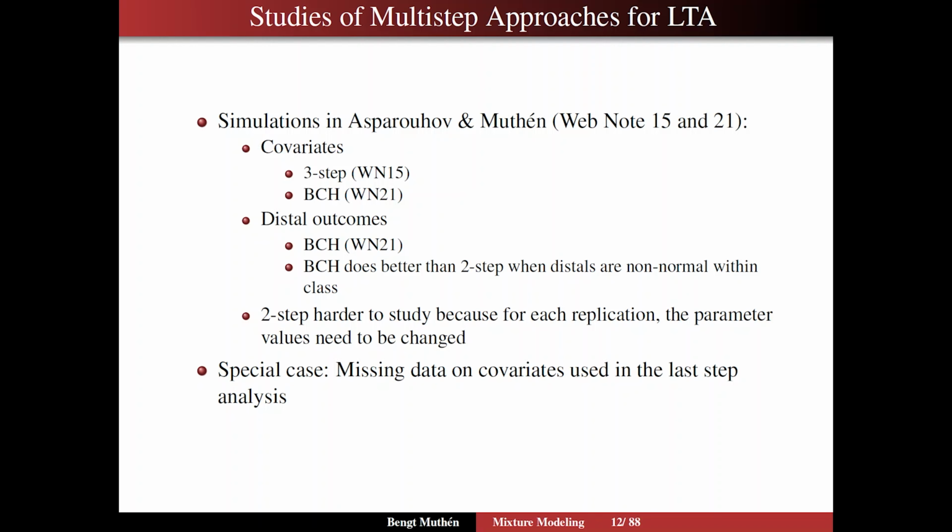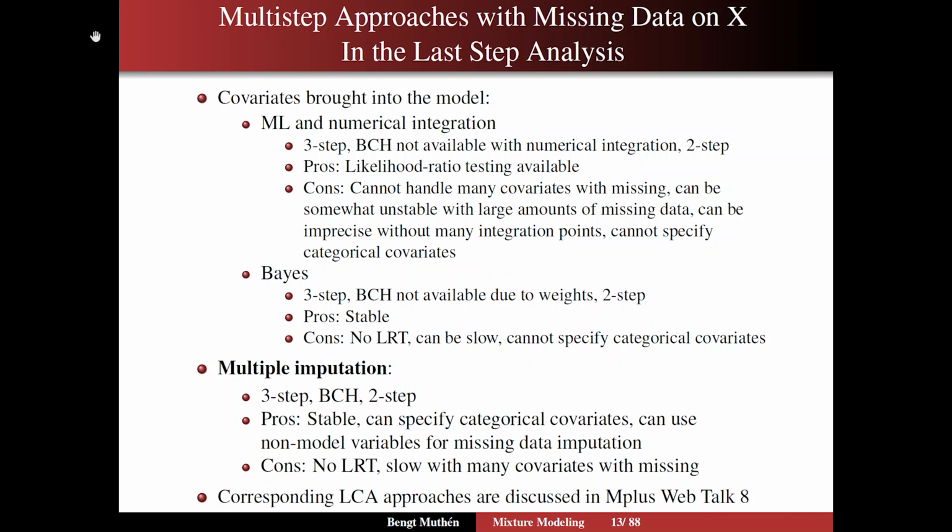But there's so much more that could be studied here for multi-step LTA. And note, if you're interested in that, 2-step is harder to study, as it says here, because logistically, for each replication, the parameter values need to be changed. Now we're going to take a look at the special case of this, where you have missing data on the covariates used in the last step analysis. And that's where imputation comes into play, as I was mentioning. On slide 13, I list the various multi-step approaches that you can use with missing data on X in the last step analysis.